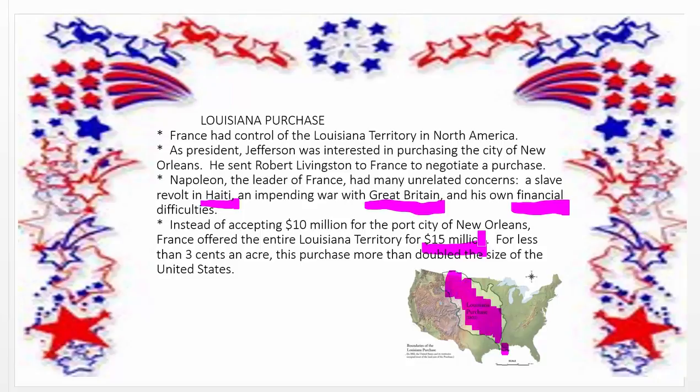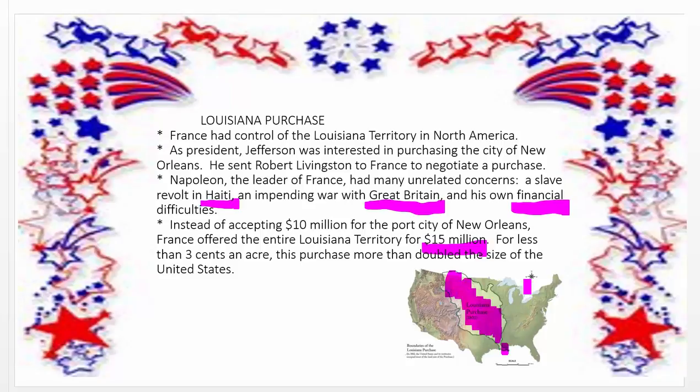This was less than 3 cents for an acre of land, and it more than doubled the size of the United States at the time. And it was just a tremendous purchase for us. However, there is a problem. Does the Constitution state that the president can purchase land?